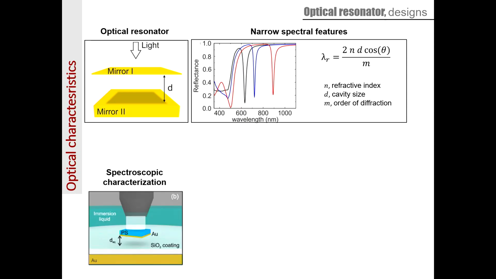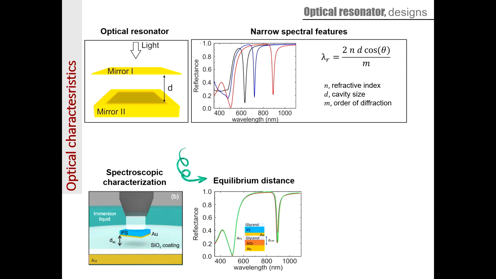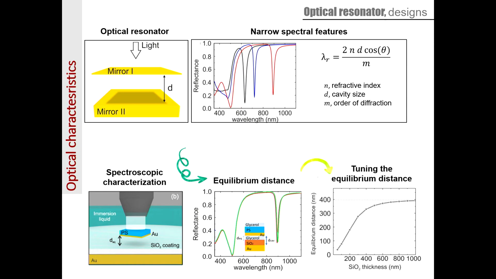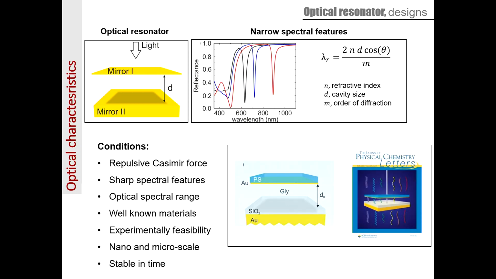We are going to characterize our system with spectroscopic techniques. From the reflectance, we are going to get information about the cavity size and therefore the levitating distance. And then we are going to be able to tune the equilibrium distance by playing with the materials in between the two mirrors. And with this, we will tune this position.